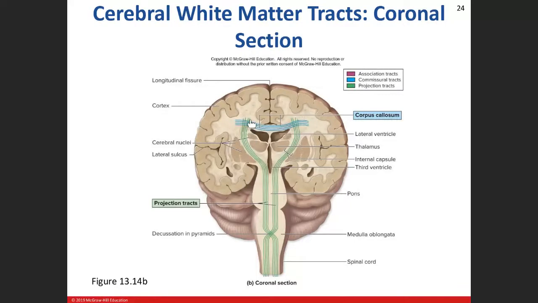The projection fibers are going from the cerebral cortex all the way down into the spinal cord. Okay? And here's the thalamus. And then you can see we've got the internal capsule. We'll have fibers that come in from those structures too. More on that later. You can even see here in the projection tract that they cross over. Because remember I told you, fibers will cross over, either here in the brain or down in the spinal cord.